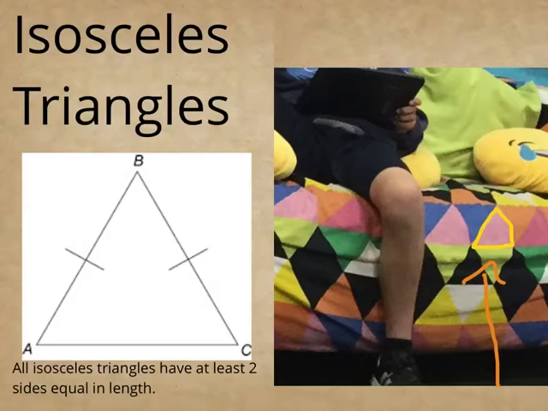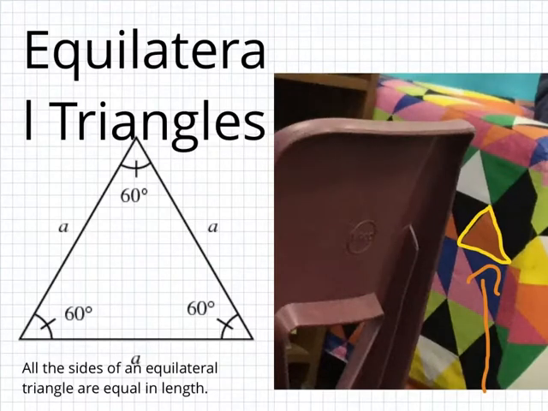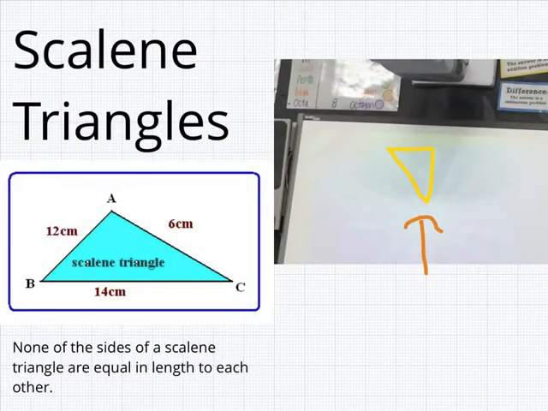Isosceles triangles. All isosceles triangles have at least 2 sides equal in length. There is a real-life example of an isosceles triangle. Equilateral triangles. All the sides of an equilateral triangle are equal in length. There is a real-life example of an equilateral triangle. Scalene triangles. None of the sides of a scalene triangle are equal in length to each other. There is a real-life example of a scalene triangle.